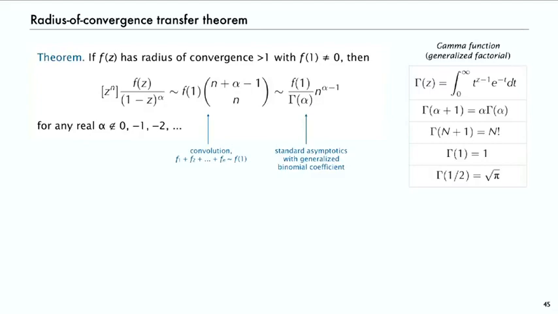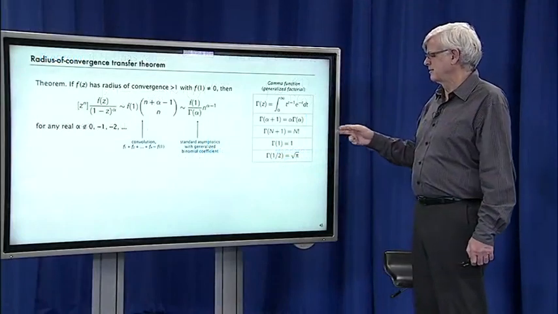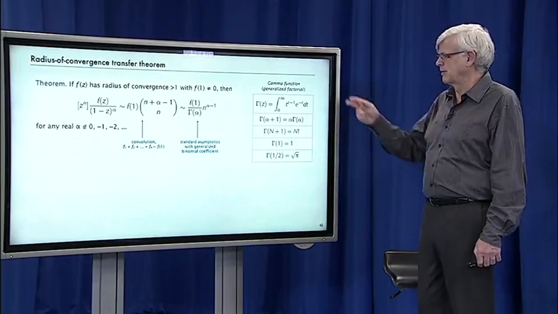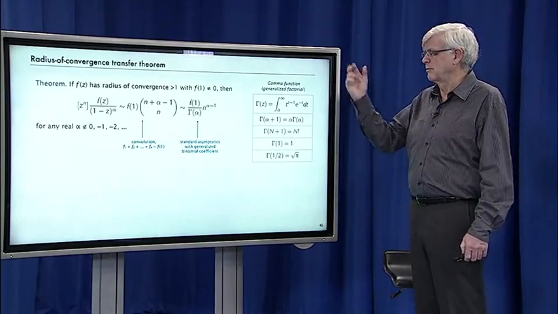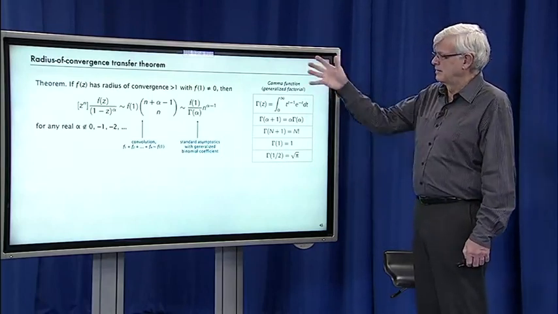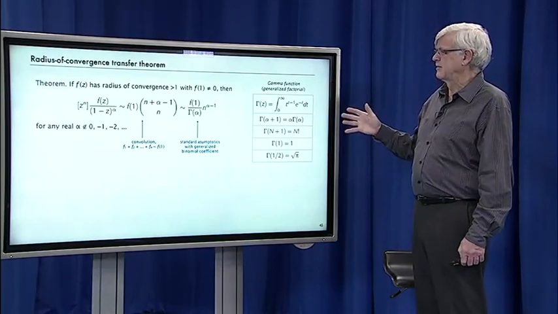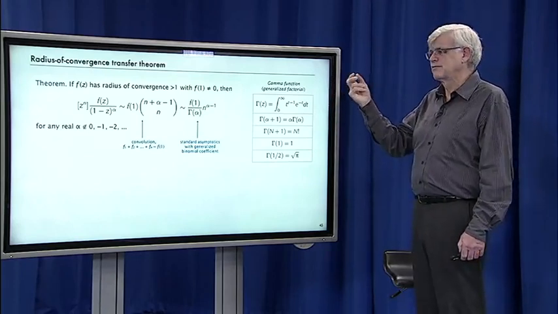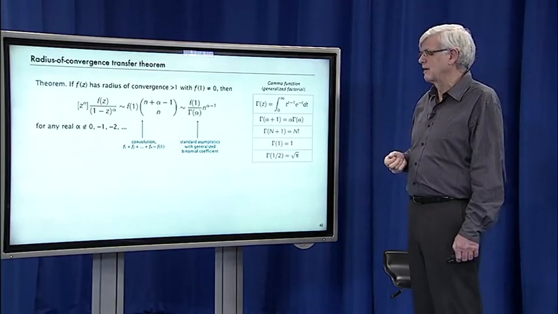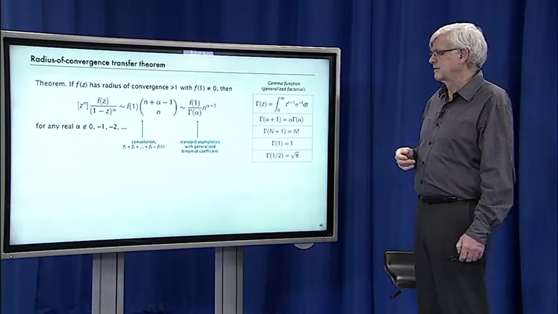And so gamma of 1/2 equals square root of pi is a value that we want to know, because we apply this thing with alpha equals 1/2, the square root of 1 minus z. So that's a transfer theorem that works whenever we have a convolution of some function with 1 minus z to the alpha, and that turns out to come up a lot.